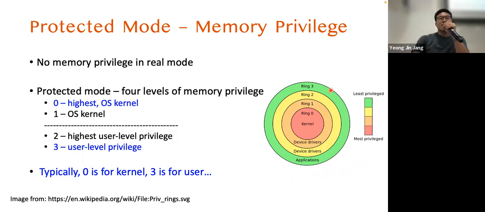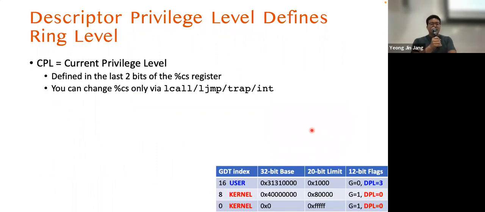So for the operating system, we will use ring 0 to store the parts of the operating system, and we will use ring 3 to store any memory that is used by the application. You can think of it as applications at ring 3 can never access anything inside this level. This is how we can isolate the operating system from the applications. The descriptor privilege level defines the ring level.